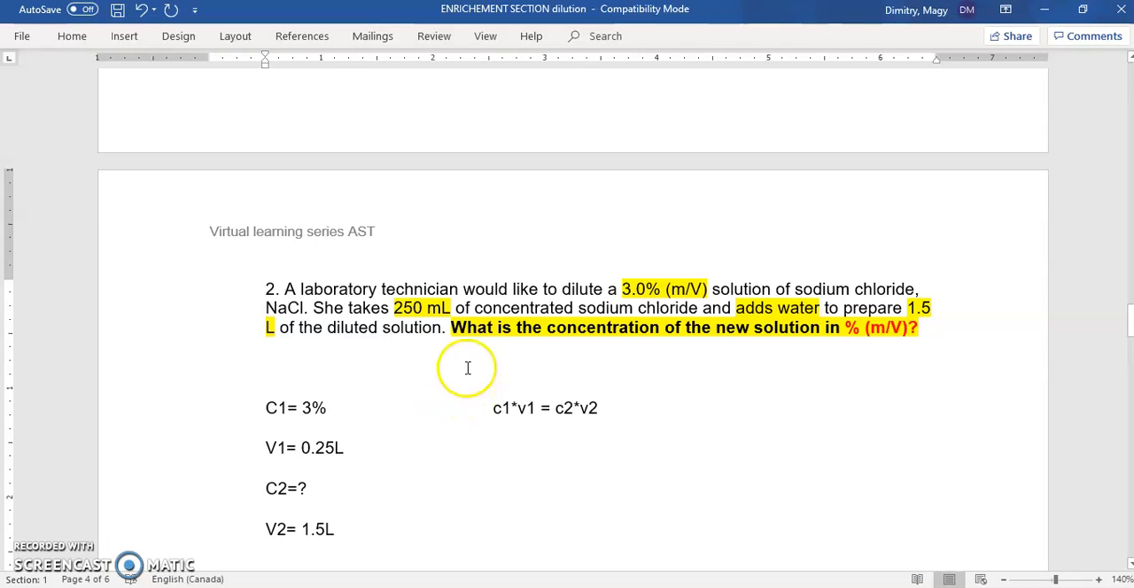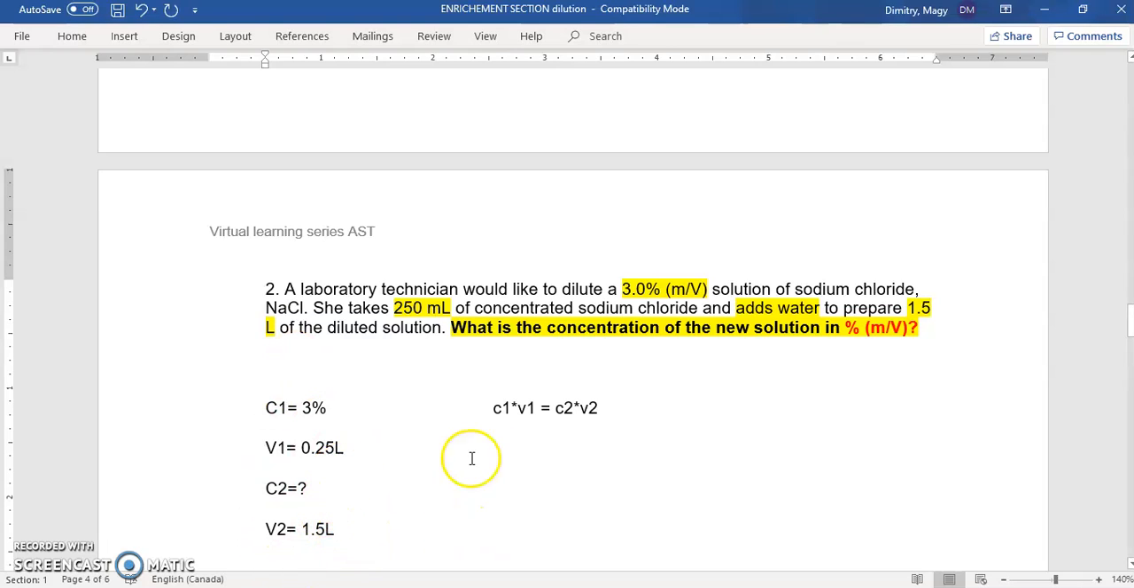For that, right away, like I suggested before, start with what you are looking for. What is the concentration? So I put a question mark at C2 because they're asking about the new solution. That leaves us with 3%, which I can place over here in C1. Then it says she takes 250 milliliters of the concentrated sodium chloride and adds water to prepare 1.5 liters. So 250 mL is my initial volume right over here, which I already put in liters. She adds water and gets, at the end, a 1.5 liter solution. So that's what I write down at V2.